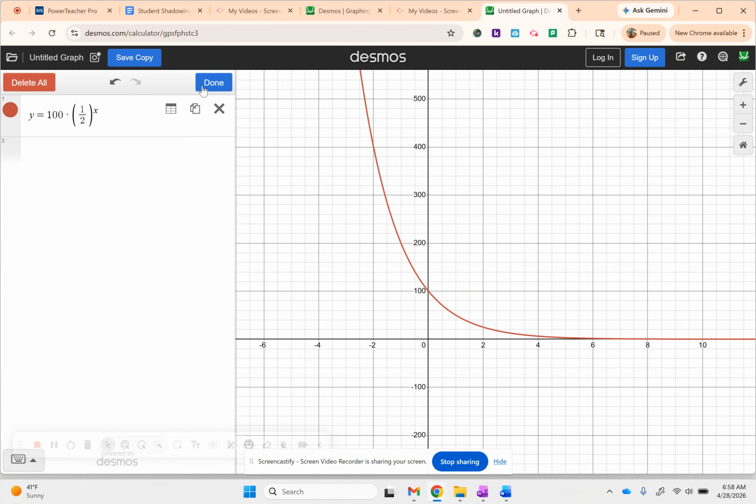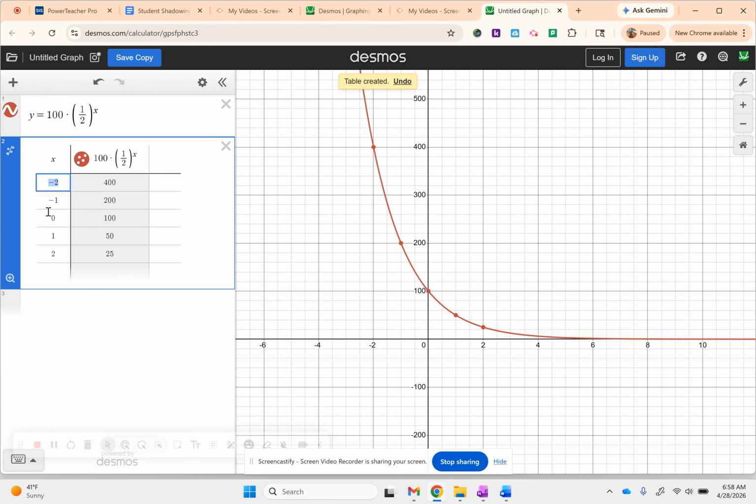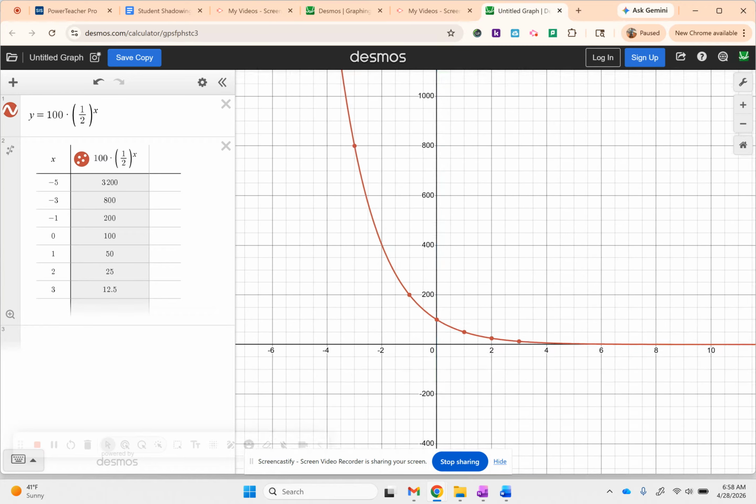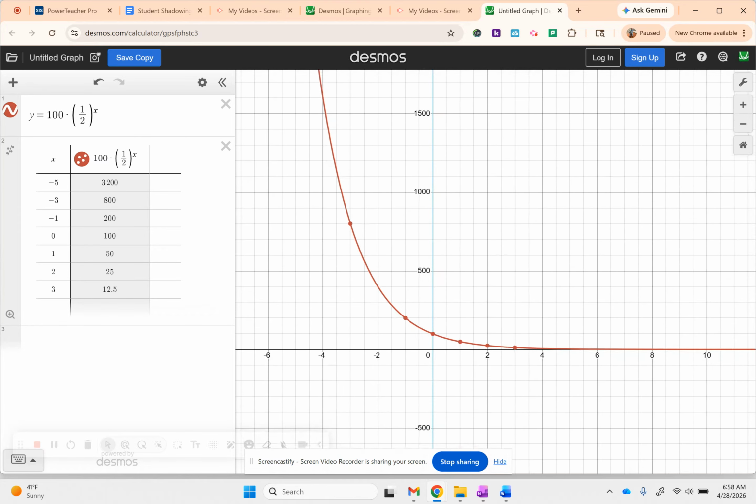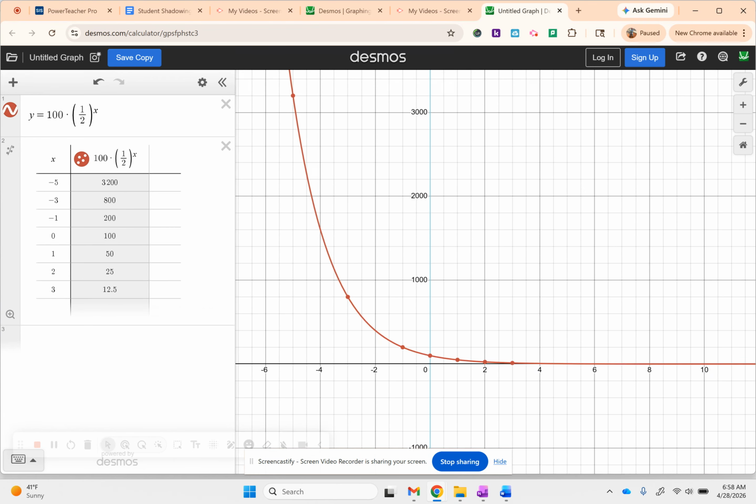And when we were asked to find out, we have when t is -5, -3, -1, 0, 1, 2, 3, something like that. So here we can kind of see all of these points. The 3,200, I'm going to shrink it a little bit so we can see that. There it is.